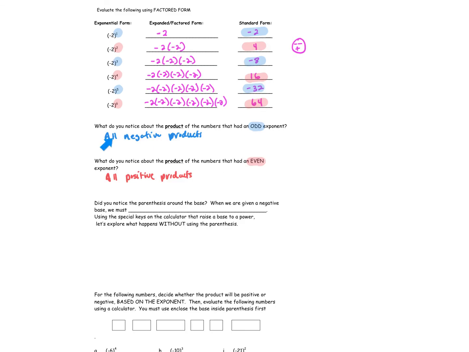And those are both very important concepts. If we have an odd exponent when we have a negative base, we should get a negative answer. If we have an even exponent on a negative base, these are all -2's, all of our products should be positive. Did you notice the parentheses around the base?